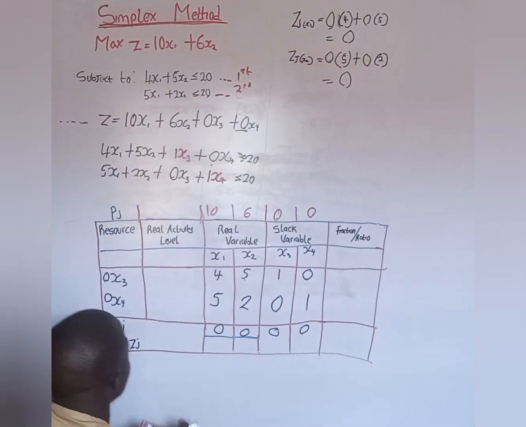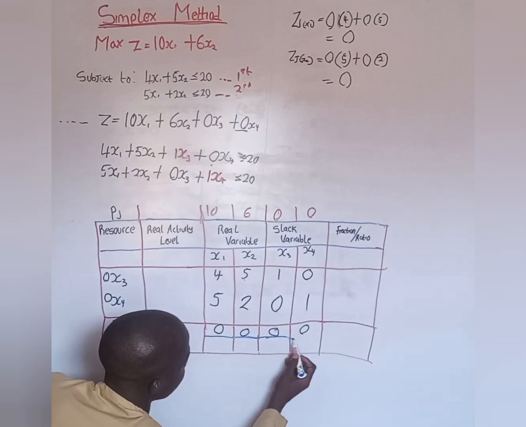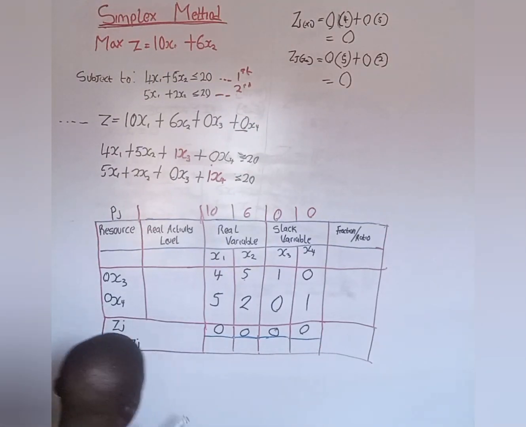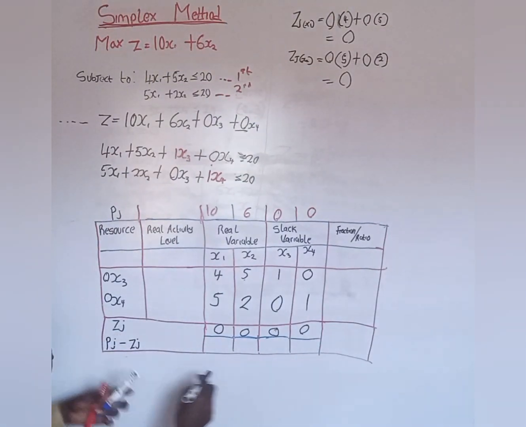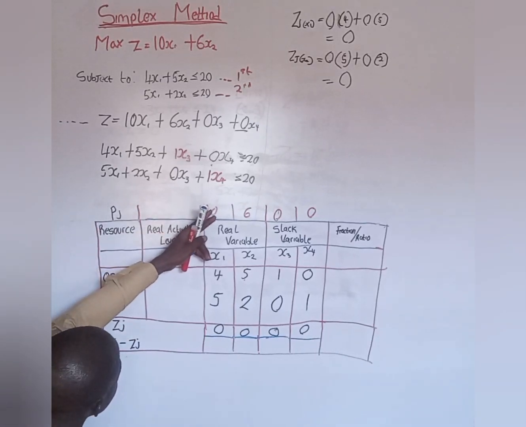Now let's proceed to get the value of our pj minus zj. To get the value of pj minus zj, you have your pj here. The first pj is what? 10.